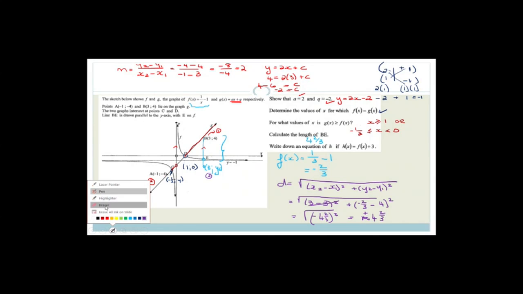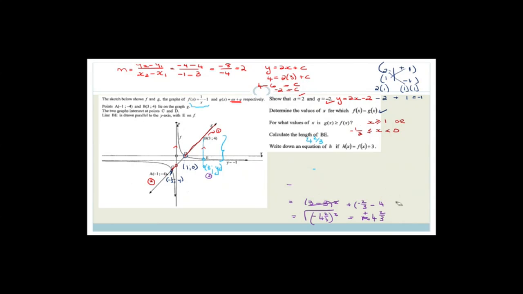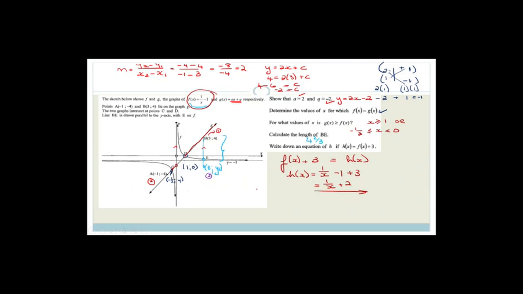Right, now it says, write down the equation of h. If h of x equals f of x plus 3, all they want us to do is work out the new equation of h of x. If we take f of x and we add 3, so here is f of x, we're going to take f of x and add 3, and that's going to be h of x. So therefore, h of x is going to be f of x. What is f of x? It is 1 over x minus 1. So it's 1 over x minus 1 plus 3, which just becomes 1 over x plus 2. And that's it. That's how easy that is. It's not too difficult to do that, eh?